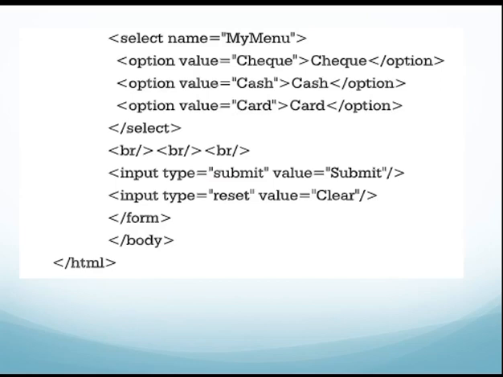So first option will be check. So option value is equal to check, and then write the text as check and close the option. Next value is cash. So option value is equal to cash, then write cash as text and close the option. Third option value is equal to card, then write the text as card and close the option tag. Now all the 3 options are added to your pop down menu.